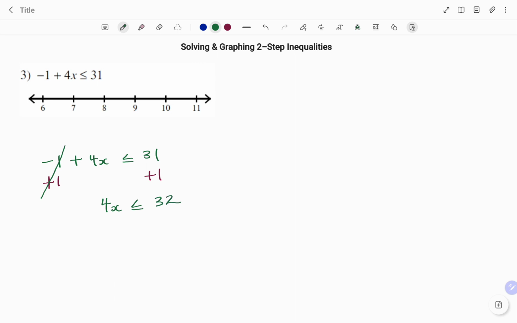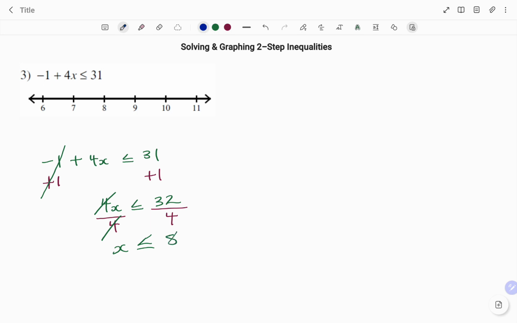The next step is to divide both sides by 4, because between 4 and x is multiplication, the inverse operation is division. So to find x, I have on my left divided by 4, and whatever you do on your left, you do on your right. 4 divided by 4, that's 1. What I have left is x less or equal to, because I wasn't dividing by a negative number, my inequality sign remains the same. Then on my right hand side, I have 32 divided by 4, which is 8.